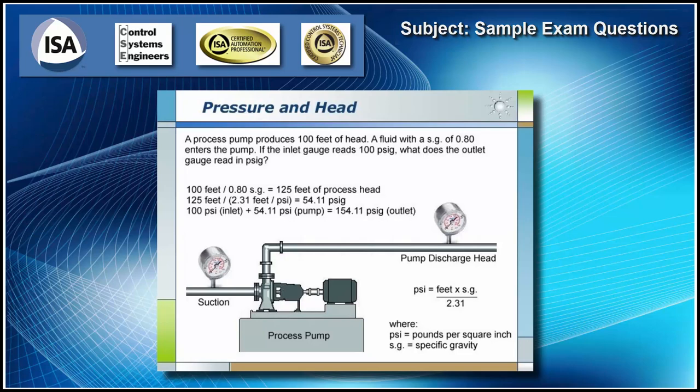And then again, just like we did with the hydrostatic tower, we'll take 125 feet and divide that by 2.31 feet per PSI, and we get 54.11 PSI. Now all we have to do is take our inlet pressure, add our pump pressure to it, and that gives us 154.11 PSI on the discharge pressure gauge.